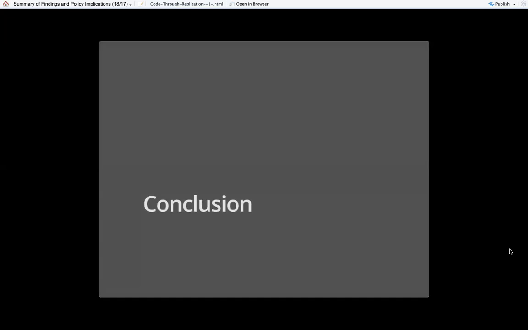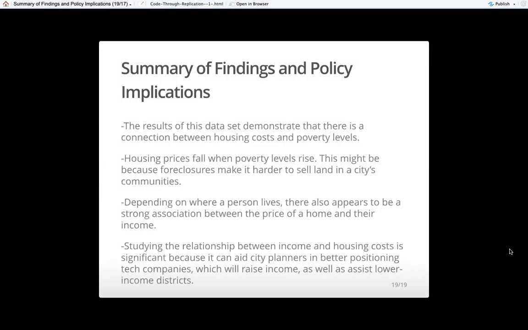And for the conclusion, the summary of the findings and policy implications: the results of this data set demonstrate that there is a connection between housing costs and poverty levels. Housing prices fall when the poverty level rises. This might be because foreclosures make it harder to sell land in a city's communities.